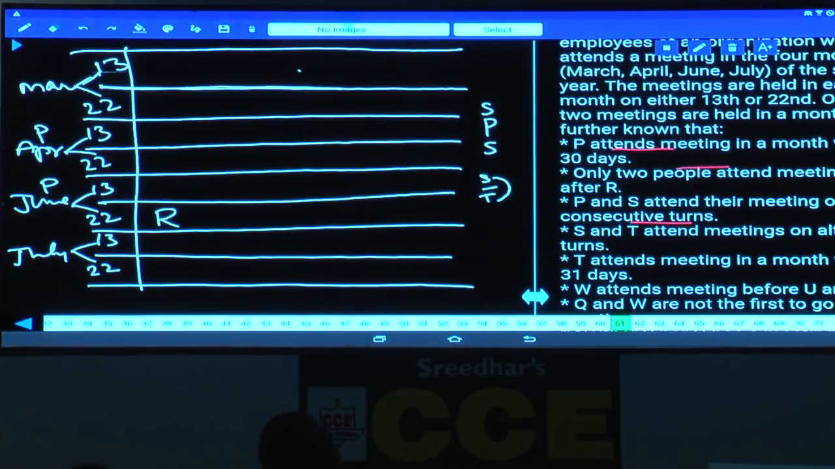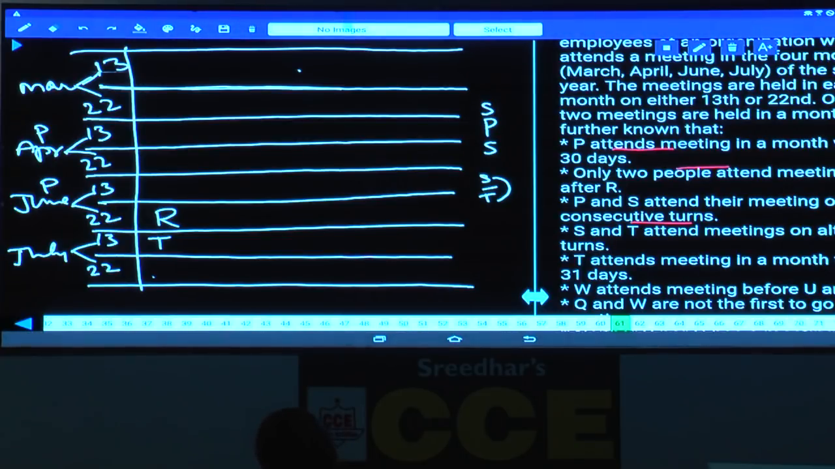Isn't it? Now tell me, can T be at this place or not? No. Why? Because if T is here, there must be S, and S and T must be in alternate places, which is not possible. Hence, T on July 22nd is ruled out. One possibility is ruled out, isn't it? As one possibility is ruled out, what is the other possibility? Tell me whether T can be here or not. As T can be here, that is one possibility.